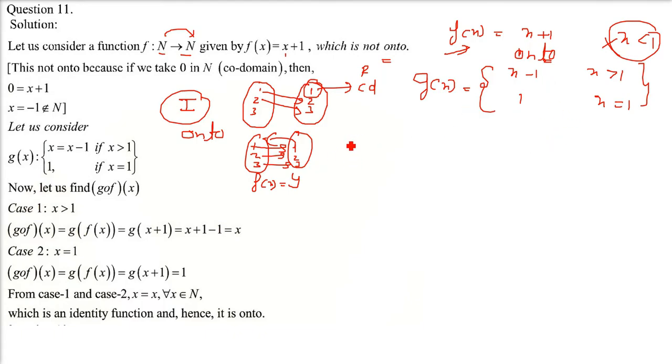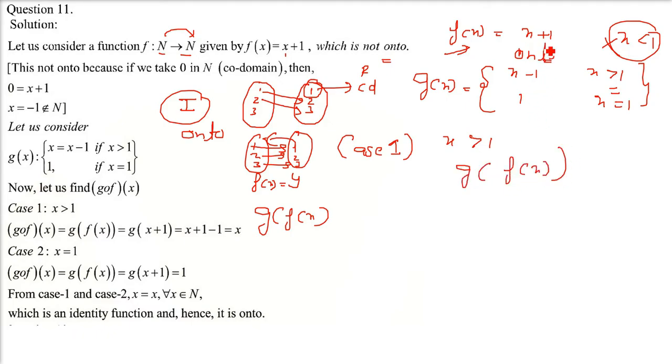So here we are going to take two cases. Case number 1, x is greater than 1. First case we are taking. X is greater than 1 means, please remember, we are putting x. So the gof is g of fx. Fx is what? As I said, x is greater than 1, so you have to put x minus 1 here. G of x minus 1 here.